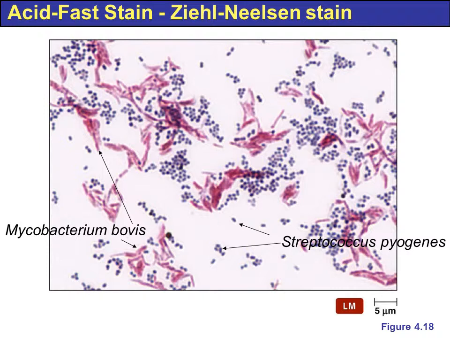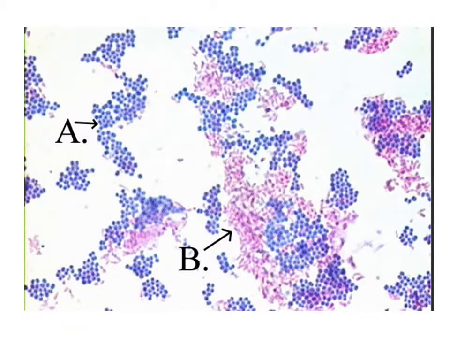In this acid-fast stain, you see that the Mycobacterium is going to stain red from the carbolfuchsin, and the Streptococcus pyogenes is going to stain purple or blue. In this slide, you see the counter stain. It stained the Staphylococcus, whereas the carbolfuchsin stained the letter B.